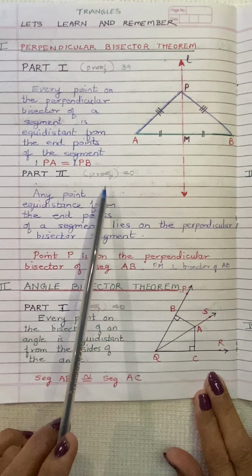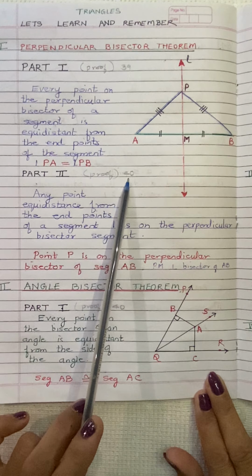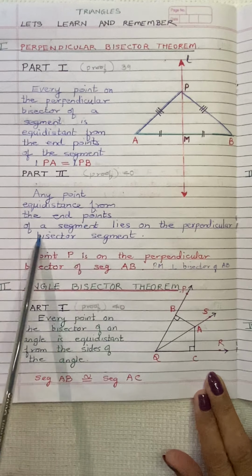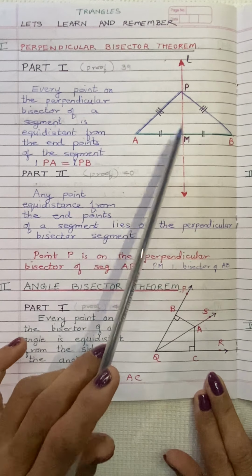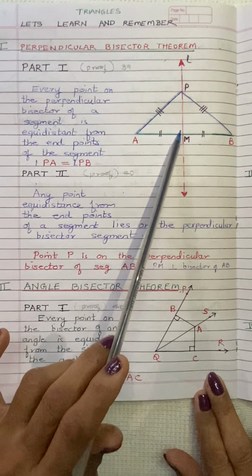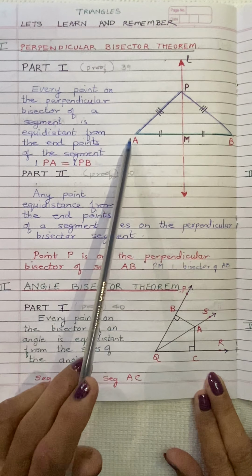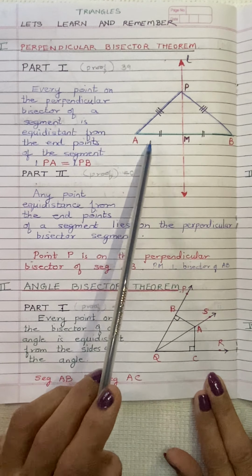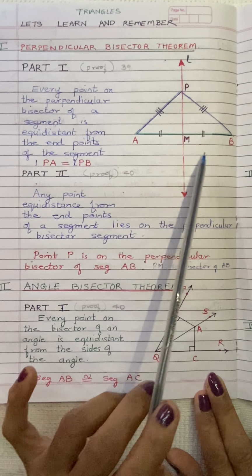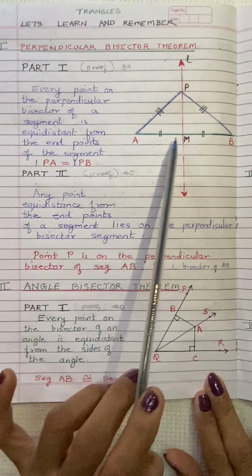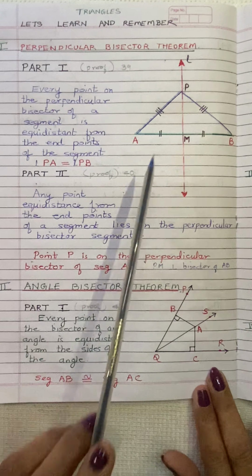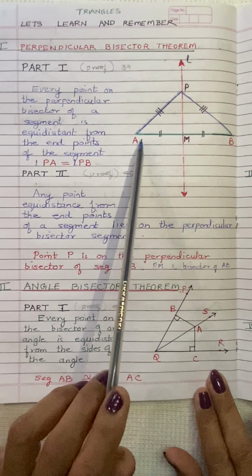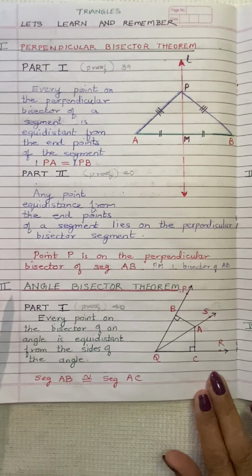Part 2. The proof is on page 40 of your textbook. You can go through it. Any point equidistant from the endpoints of a segment lies on the perpendicular bisector of the segment. Point P is on the perpendicular bisector of segment AB. So PM is the perpendicular bisector of AB. This is part 2.